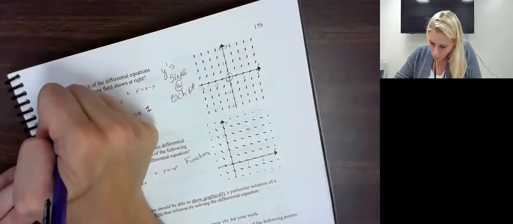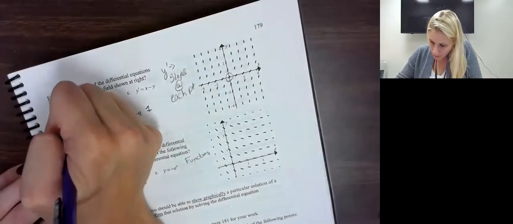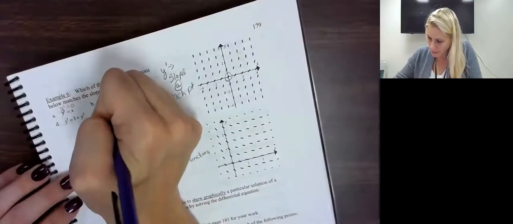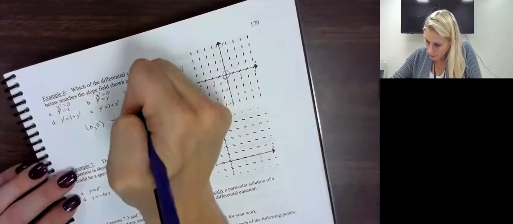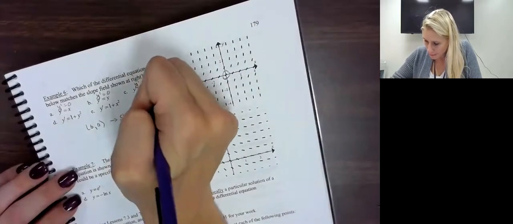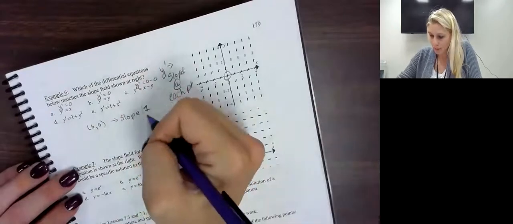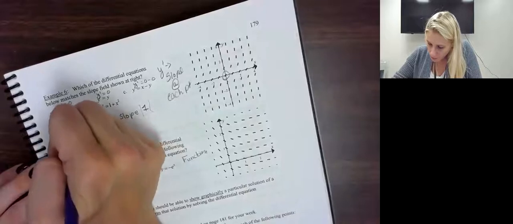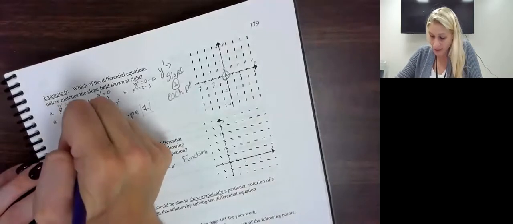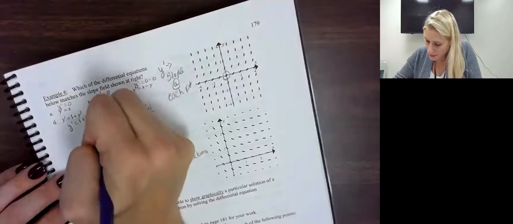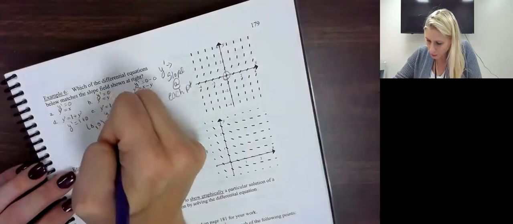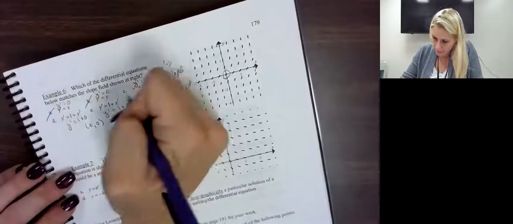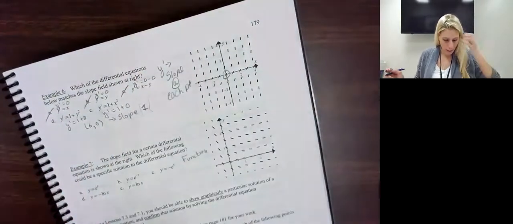Here, I would get y prime equals 0. So that's not it. Y prime equals 0. That's not it. Y prime equals 0 minus 0. That's not it. Because again, remember, I'm looking for the slope of 1. Y prime equals 1 plus 0. That looks good, but so does this one. Okay, so right now we're down to D and E. So how can I figure out which one's which?